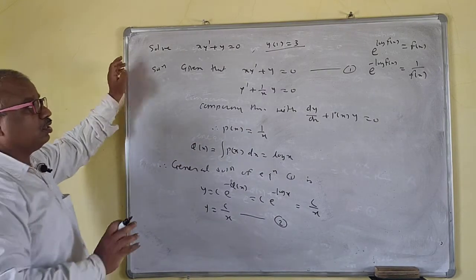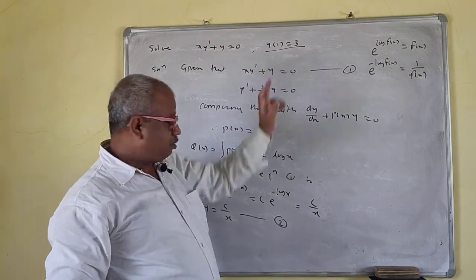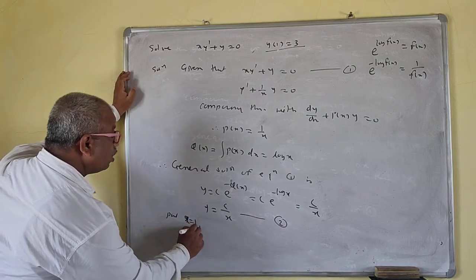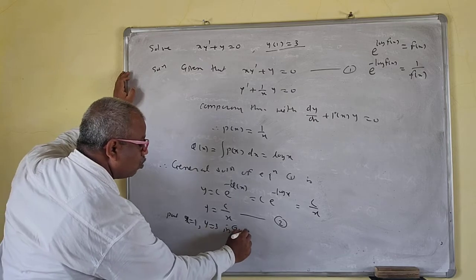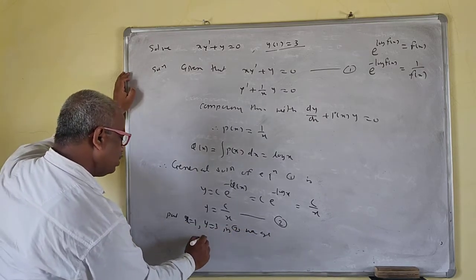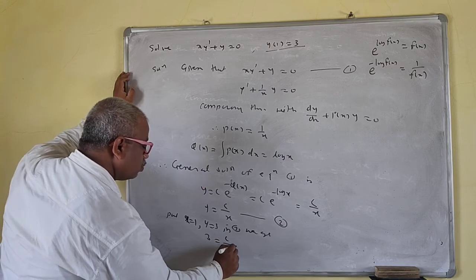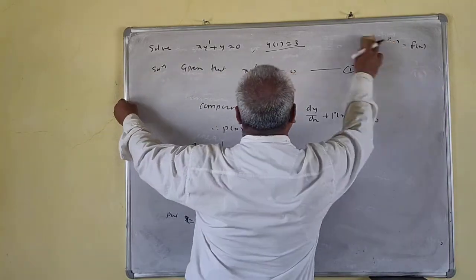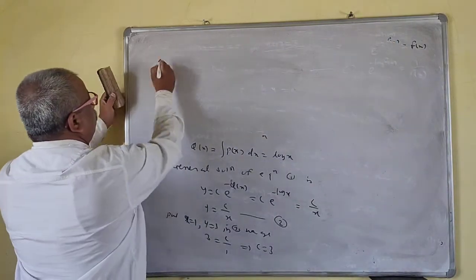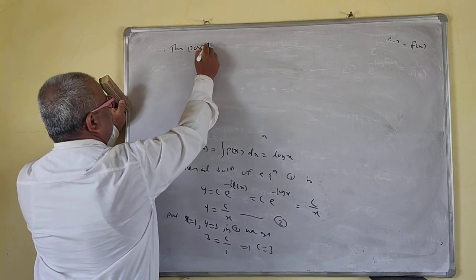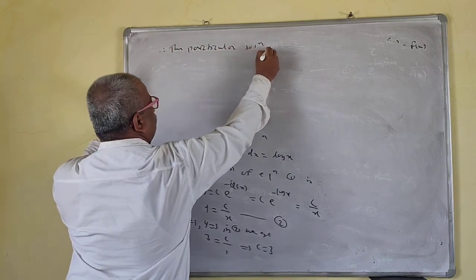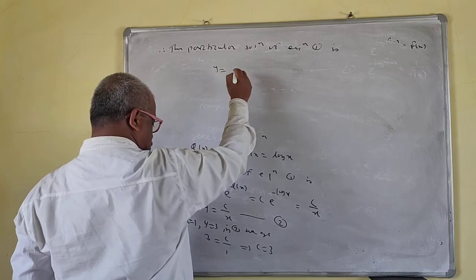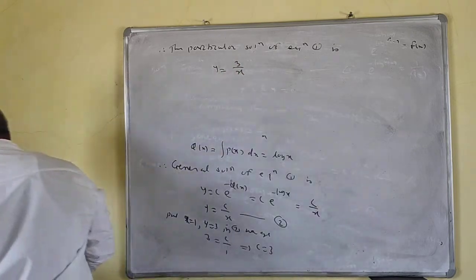Now we want a particular solution. So for x is equal to 1, y is equal to 3 here. You have to find the value of c. So put x is equal to 1, y is equal to 3 into the general solution, we get 3 is equal to c upon 1. So this implies that c is equal to 3. Therefore the particular solution of equation 1 is y is equal to 3 upon x.